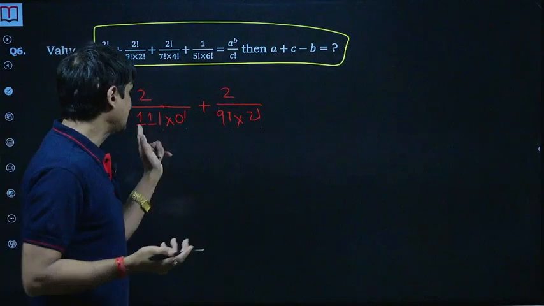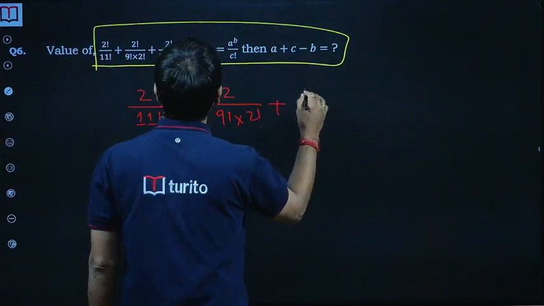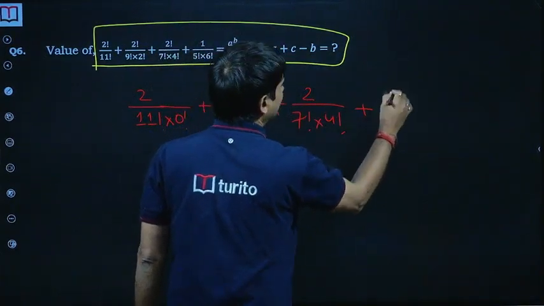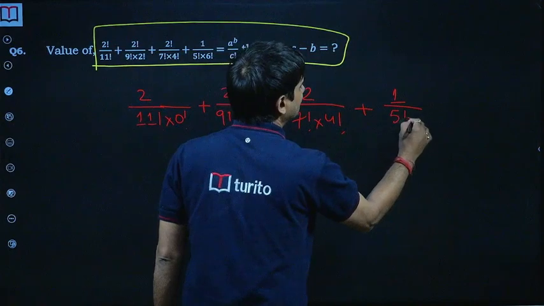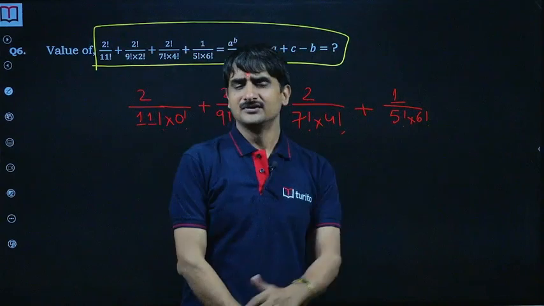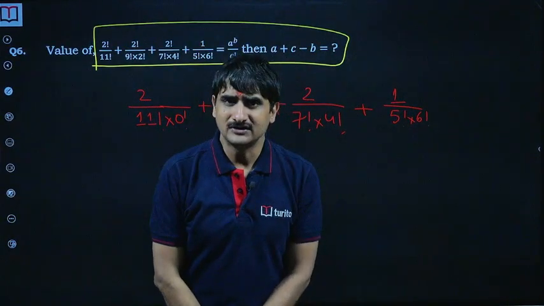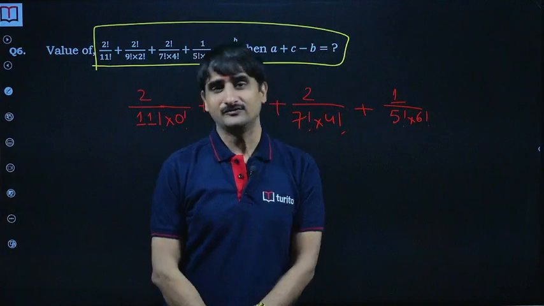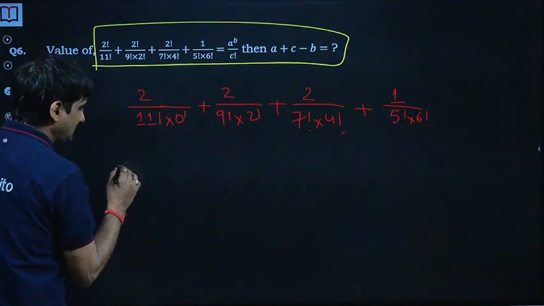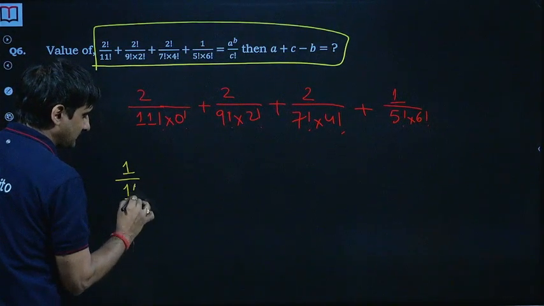So 9 plus 2 is 11, 11 plus 0 is 11. Okay, so that's correct. So 2 upon 7 factorial into 4 factorial plus 1 upon 5 factorial into 6 factorial. The one thing common in all the terms is the sum of the terms which are there in the denominator, which is 11. If you would have observed, I was just keep counting those things. Okay, now see, I will multiply and divide by 11 factorial.